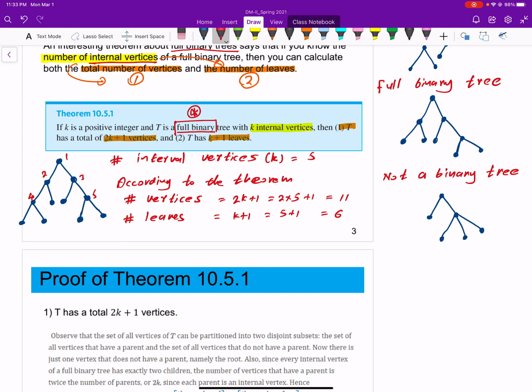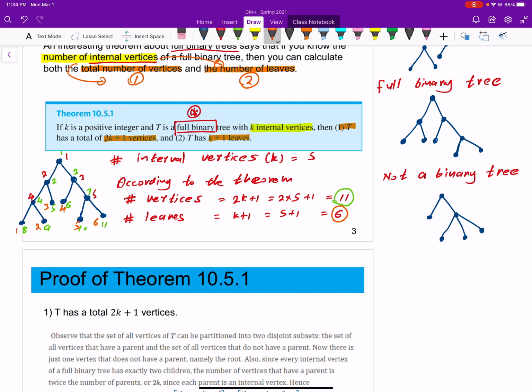Let me count the total number of vertices. For that I use green color. 1, 2, 3, 4, 5, 6, 7, 8, 9, 10, 11. That's 11, right? So that is this number. For the number of leaves, I'm going to use orange color to count leaves. 1, 2, 3, 4, 5, 6. That's 6. So this theorem is true. By using this example, you can understand this theorem is true.